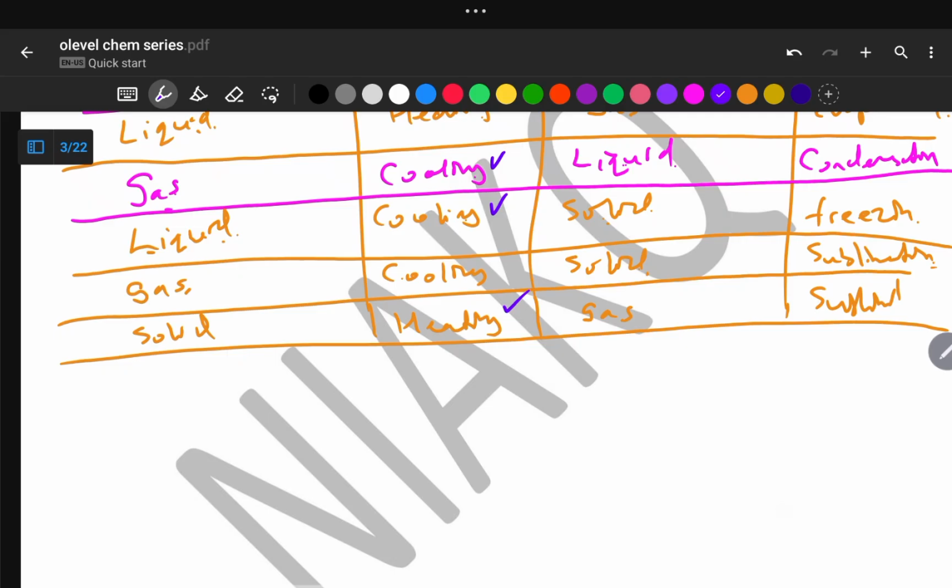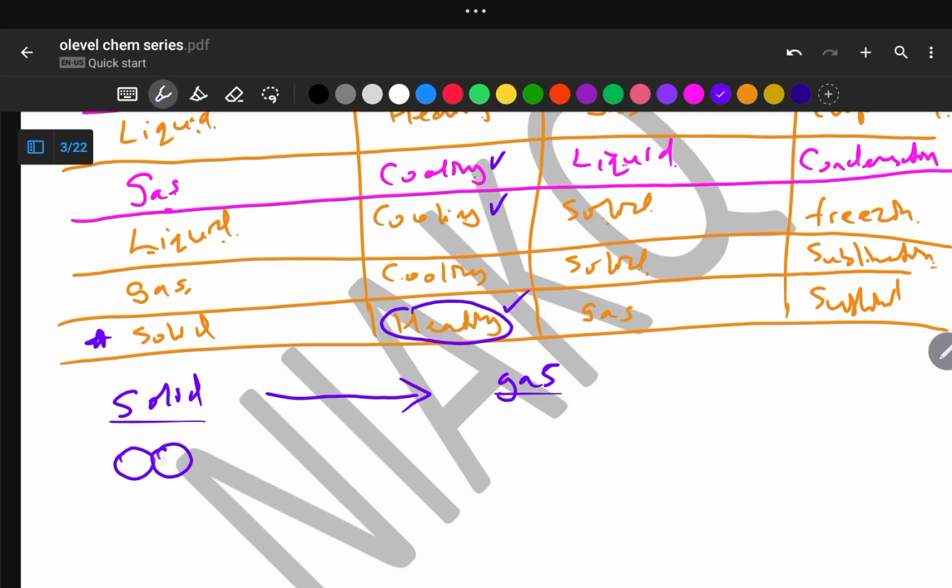So I'm going to explain this one with respect to the kinetic theory of matter. So let us take this one as the example, from solid to gas, and we say it is what we call sublimation, right? It's not necessary at this stage for us to explain it in terms of desublimation and sublimation, just know that it's sublimation, right? So we are moving from solid to gas, and then we are having heat being taken in.